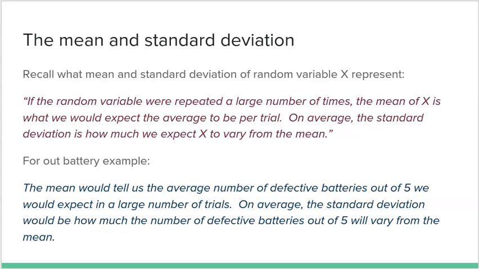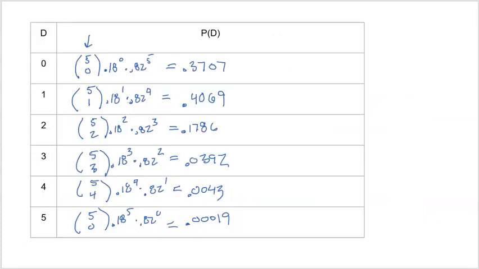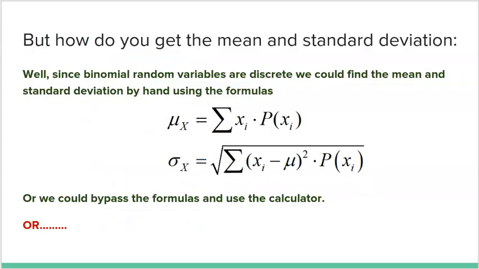So the big question now is, how do we find the mean? How do we find the standard deviation? Well, you actually have 3 ways. The first way is to use the formulas that we taught you for discrete random variables. Remember, a binomial random variable is a discrete random variable, so these formulas do work. To find the mean, take each outcome times its probability, and add them all together. It's not too bad.